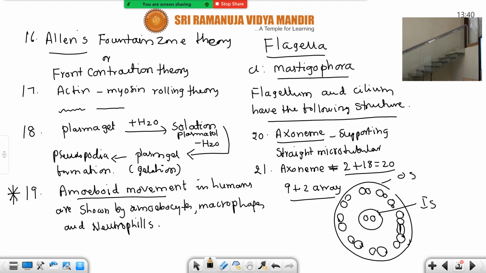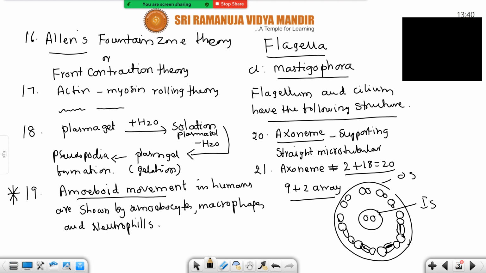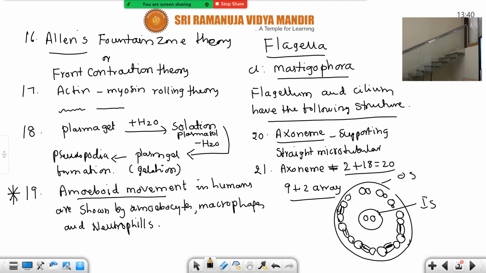These peripheral doublets are internally connected by nexin arms, nexin proteins, like this. These are dynein arms, and in the center linker proteins are present. These are called nexin proteins, the darker one. From the peripheral tubule, connecting to the A tubule, these spoke-like structures arise. These spokes are called radial spokes, like a cycle wheel. So this is the TS of flagellum, TS of axoneme, TS of cilium. 9 plus 2 array: 9 doublets and 2 singlets are there. That is the microtubular structure of the axoneme.